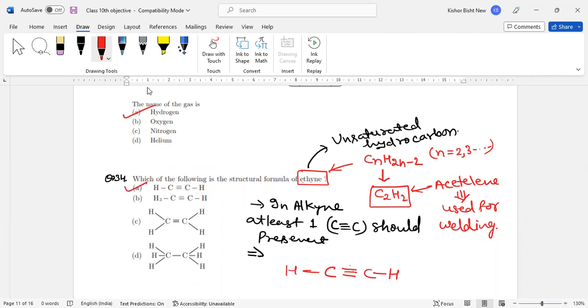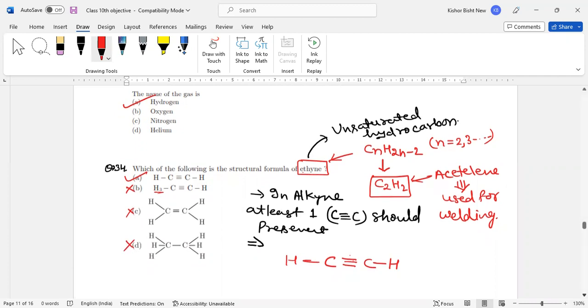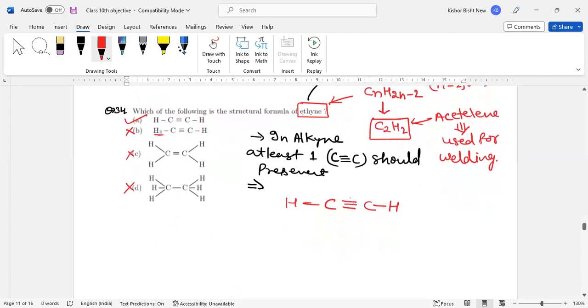What is wrong in the second one? Here H3 is written. This is wrong. And in this one, a double bond is present. That is ethene, not ethyne. And the third one is ethane, not ethyne. So which one is the correct answer? This is answer A.